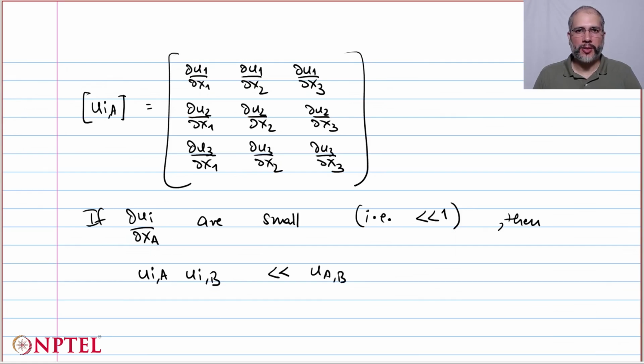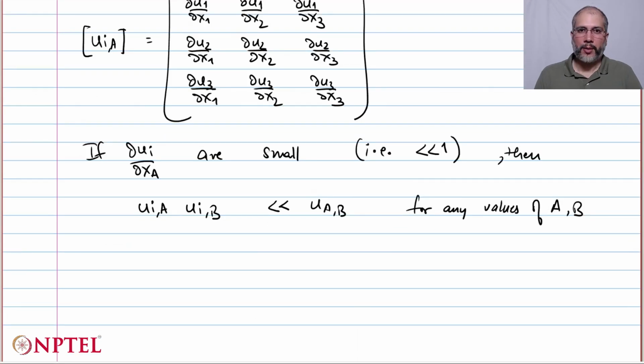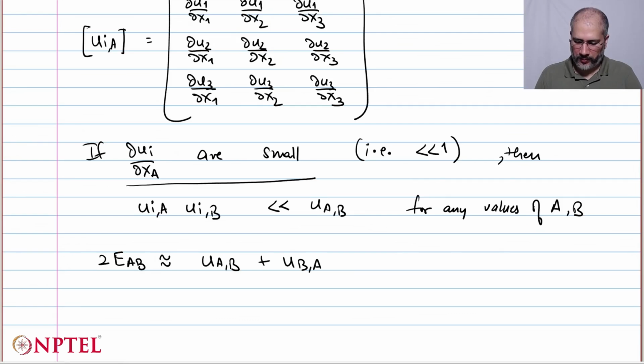Now i and a are just indices here. Don't get confused. They are simply indices, except that when we have a capital index after the comma, that means it's a differentiation with respect to capital X's, which is what we have shown in the tensor above. So with this idea that if these terms are small, we can write the Lagrangian finite strain tensor as an approximation to Ua comma b plus Ub comma a. And the term which had the product of two U's will be neglected because that is much smaller than the terms that I have written on the right hand side here.